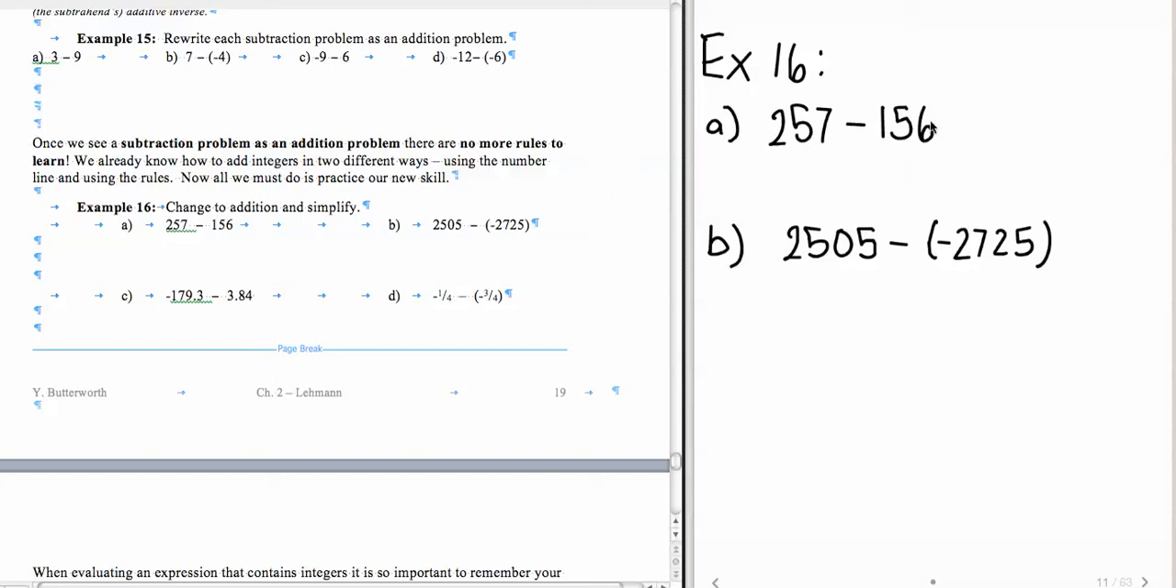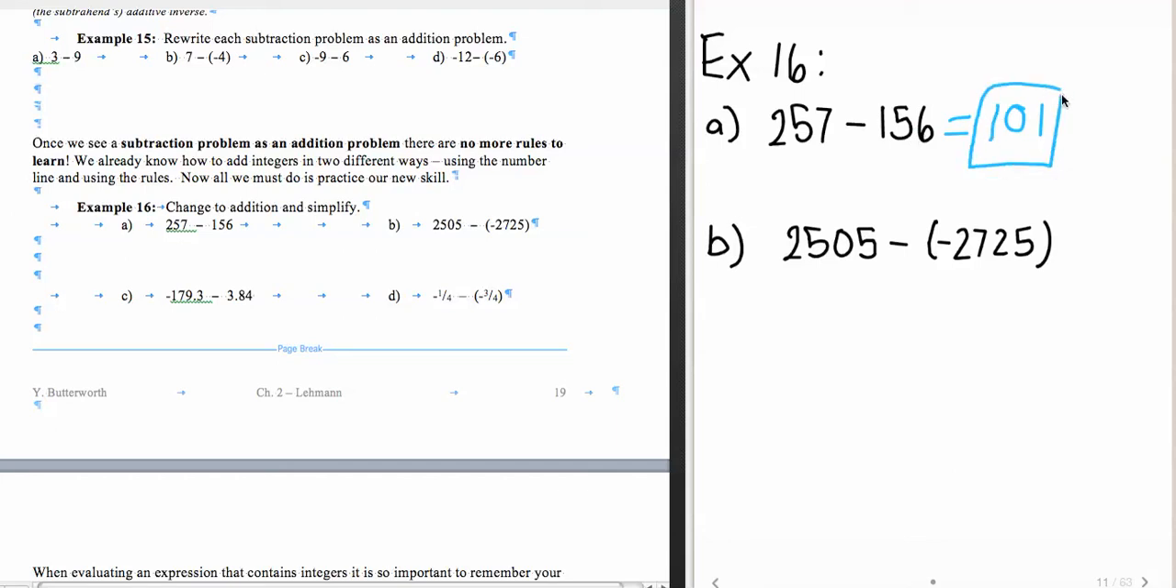In example 16, our first example, we just see a big positive number minus a smaller positive number. When you see that, that's the same thing you've been doing your entire life in subtraction. Just go ahead and do it. Don't worry about changing it. So we know this is 7 minus 6, which is 1, and 5 minus 5, which is 0, and 2 minus 1, which is 1. And it's a big one minus a small one, so we get 101. And that's our final answer.